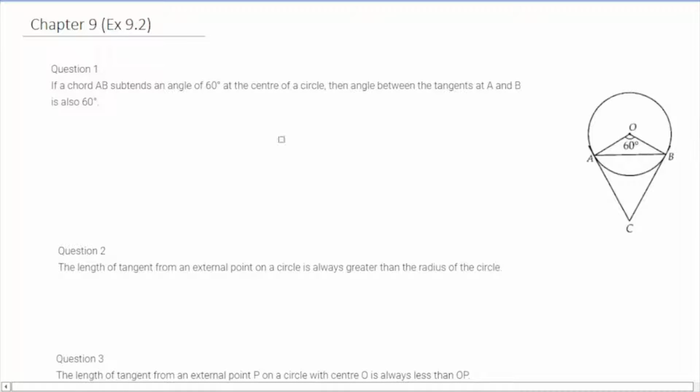Hello students, today in this video we are going to do chapter number 9, exercise 9.2 from Math Exemplar. In question number 1, a chord AB is given which subtends an angle of 60 degrees at the center of the circle, and also two tangents from points A and B are given, and we have to prove that if angle AOB is 60 degrees, then angle ACB should also be 60 degrees.